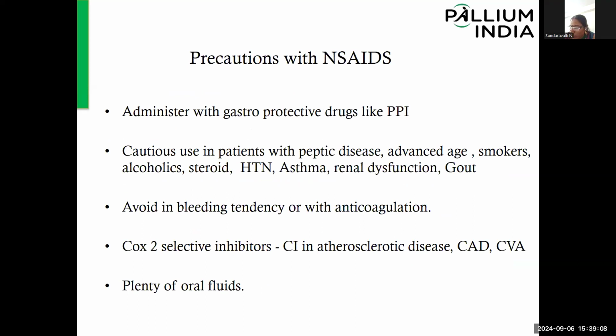Why are you not administering? Seriously, you have to be cautious when administering this drug for advanced age, hypertension, asthma, and gout patients. Why should we be cautious in gout patients? Gout is due to the hyperuricemia condition, isn't it? So in those patients also we should be cautious, and long-term NSAID use is very limited in these patients because it may cause more damage.